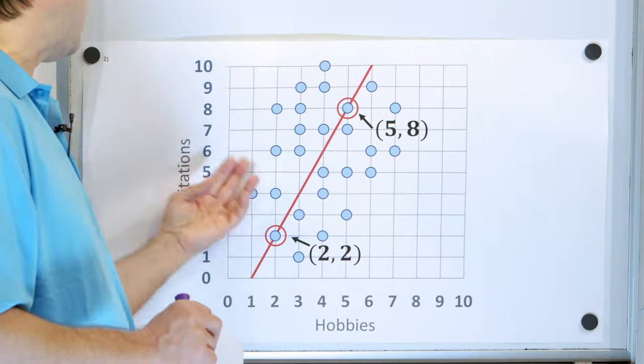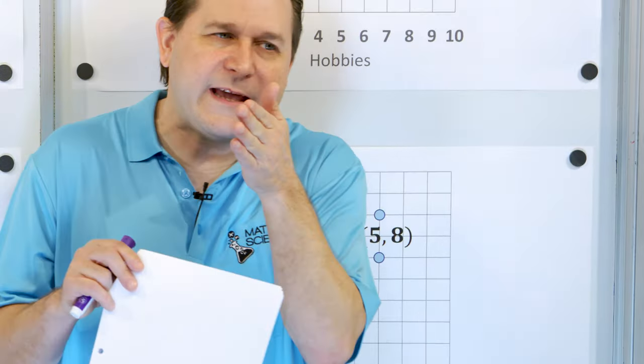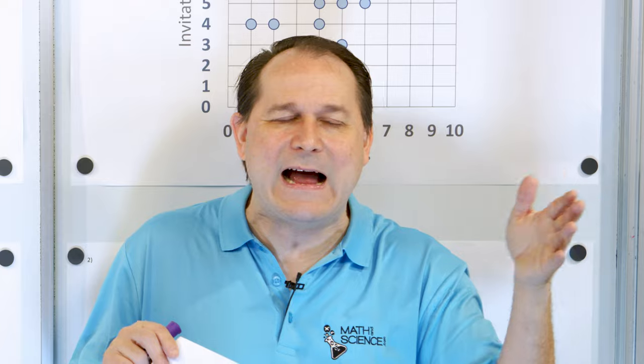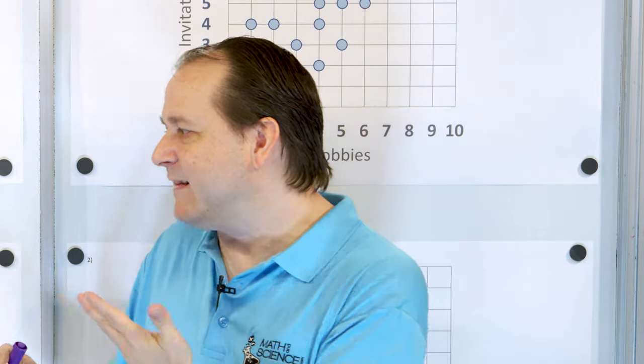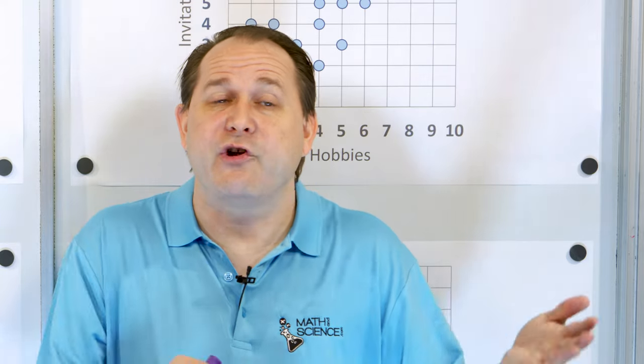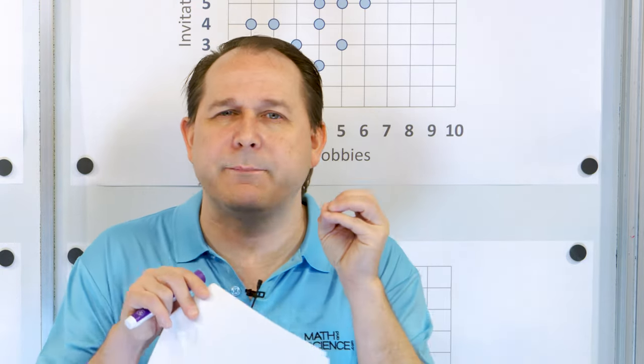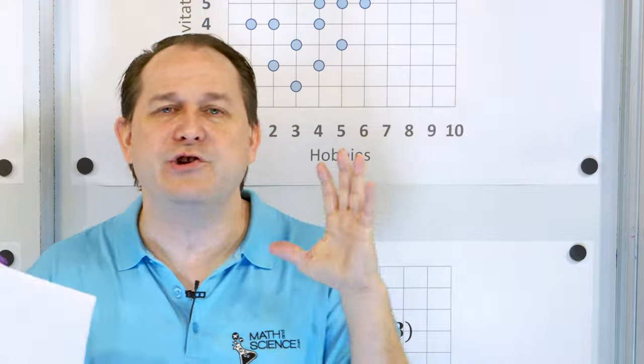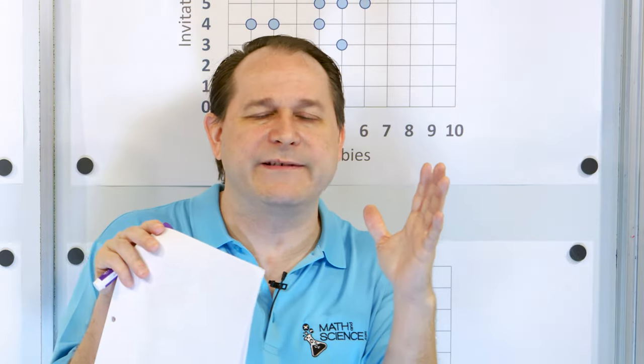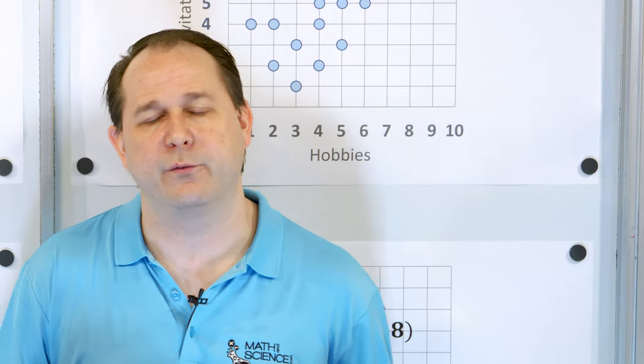Now, that may or may not happen in real life, because as I get farther and farther away from my data, I'm less certain. I predicted 18 invitations, but maybe there aren't even 18 different clubs. Maybe there just aren't that many clubs. So you can't really make predictions very far away from your data, but you can make predictions slightly outside of, and of course, within your data set as well.